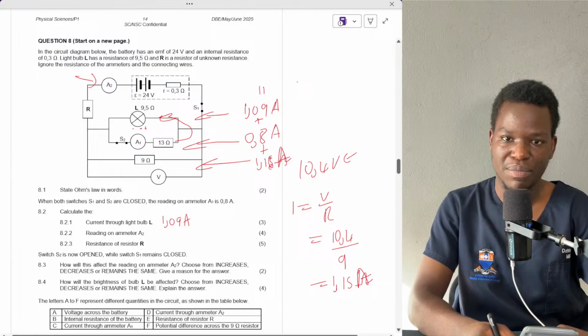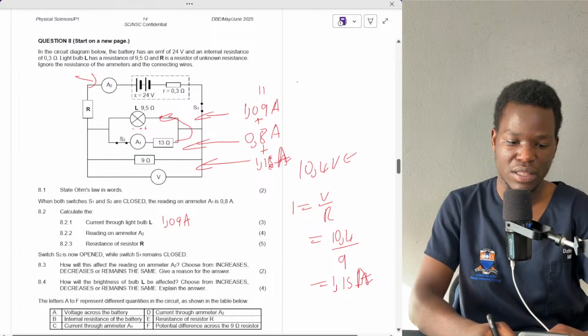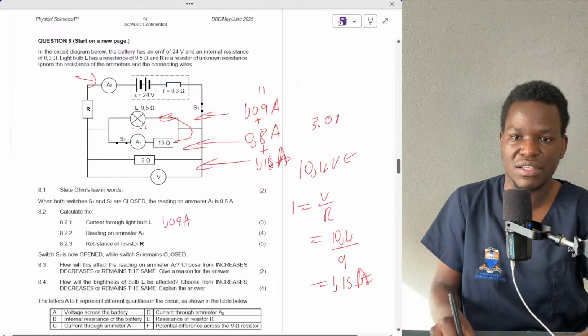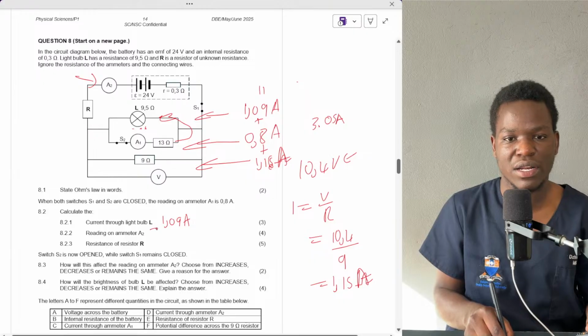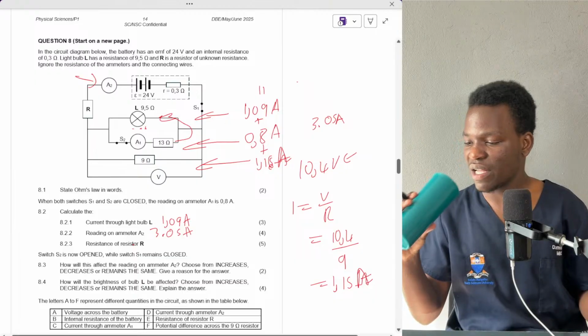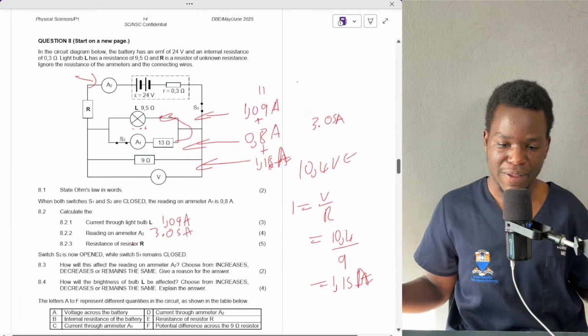1.09 plus 0.8 plus 1.16. It's just going to be 3.05 amperes. So here's our reading, 3.05 amperes. Now the resistor R, the resistance of resistor R. Sorry.